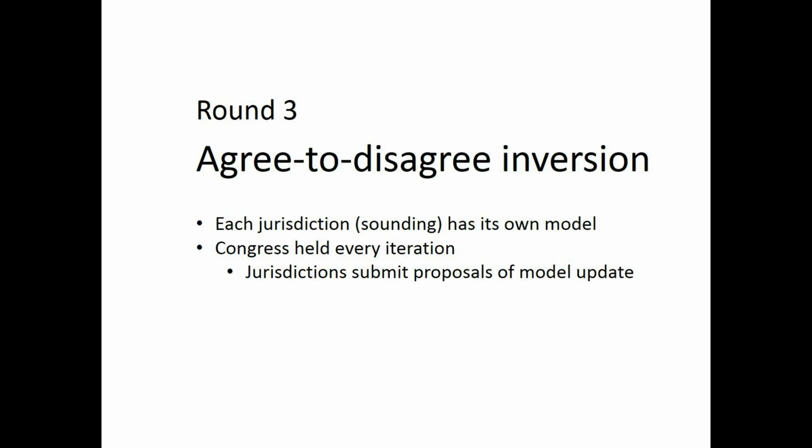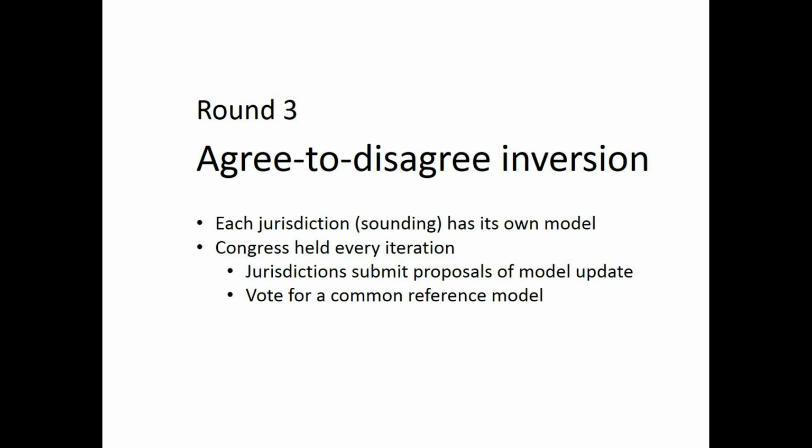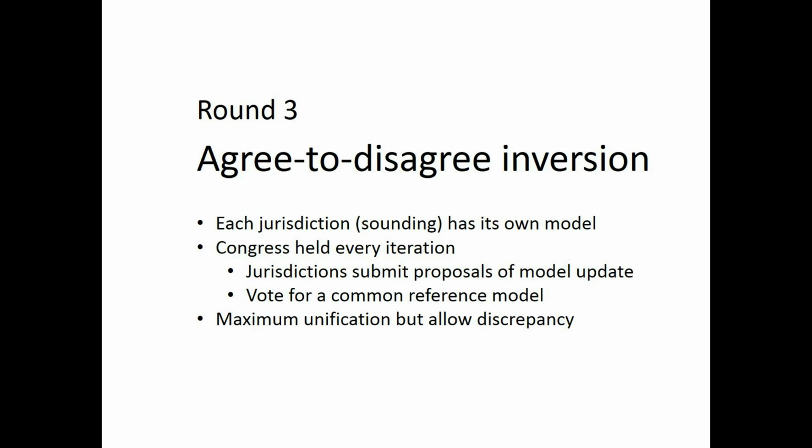What they do is, each jurisdiction submits a proposal for model update. So they say, okay, I want the model to look like that. Then another jurisdiction comes in, oh, I want the model to look like that. So eventually, we need to play democracy. They vote for a common reference model. After the meeting, they take the common reference model home and do the next iteration, making sure their next proposal is more similar to the common reference model.